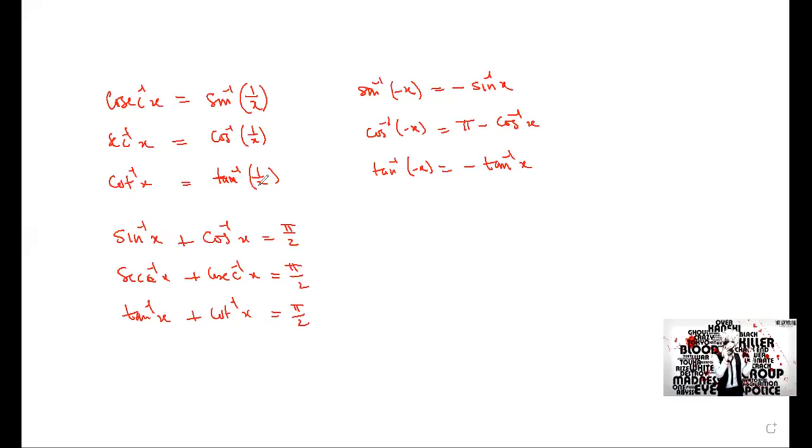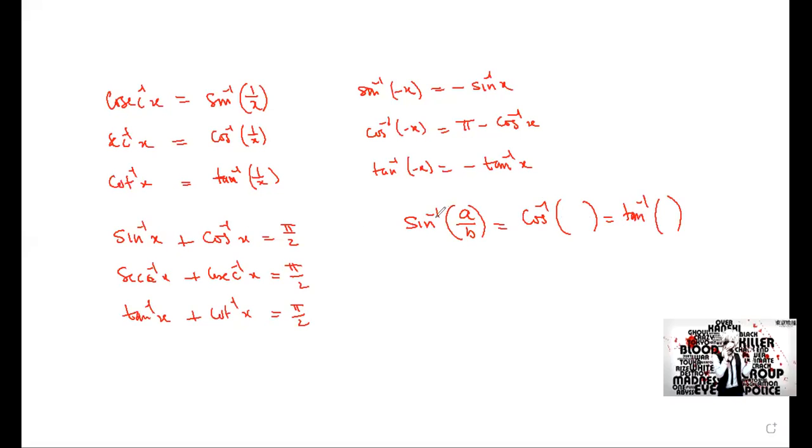Okay. Then what is the next point we learned in this topic? Next point is, sir, those sums, sine inverse A by B. Before that, the range. Sine inverse A by B is equal to cos inverse how much, is equal to tan inverse how much.